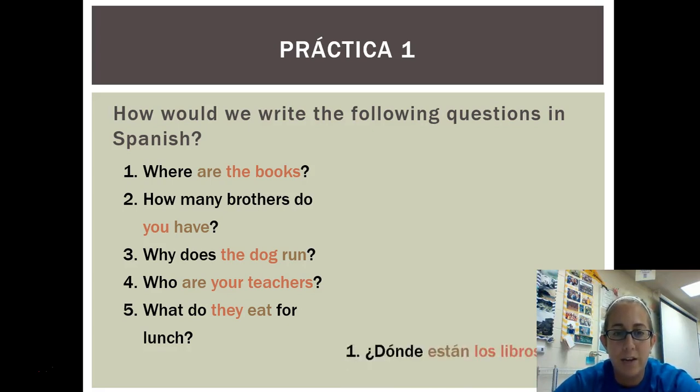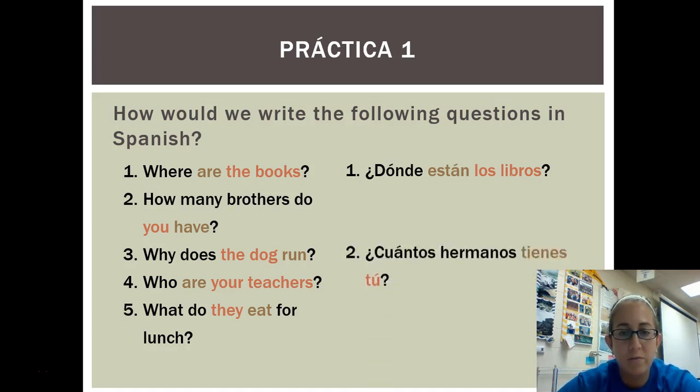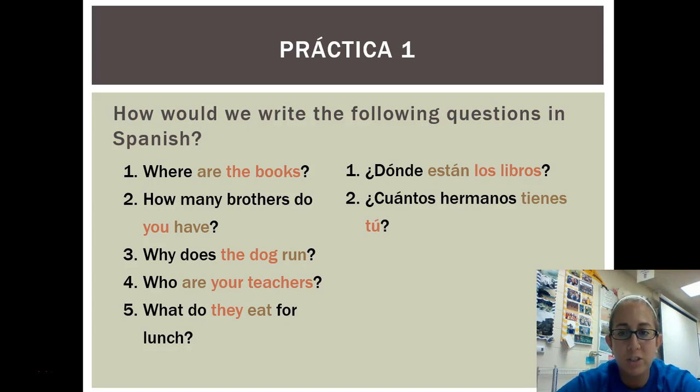All right, let's see how you did. ¿Dónde están los libros? How many brothers do you have? ¿Cuántos hermanos tienes tú? Now, you don't need to put that tú, but if you were going to use it, then it needs to follow your verb. Why does the dog run? ¿Por qué corre el perro?